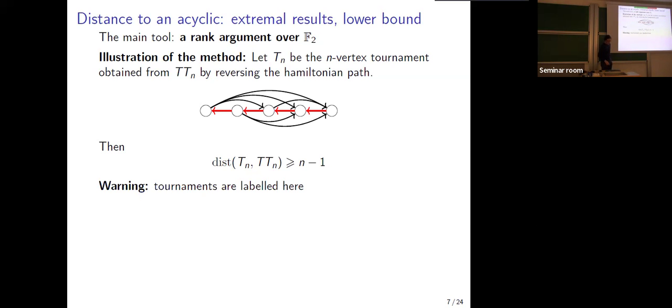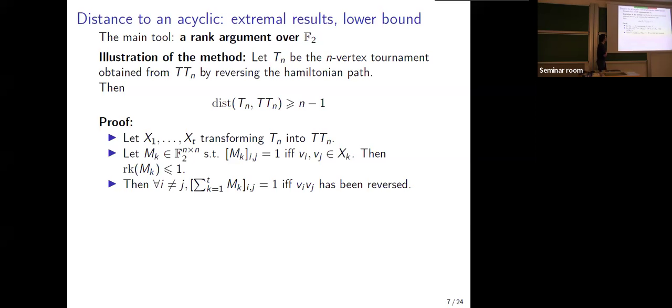Okay. So here, one thing which is really important is that the tournaments are labeled. So here, when I say TTN, it's really one fixed acyclic tournament. Because otherwise, we proved before that you can reach one acyclic tournament with n log n inversions, but here we fix the one we want to reach. Okay, so how to prove that?